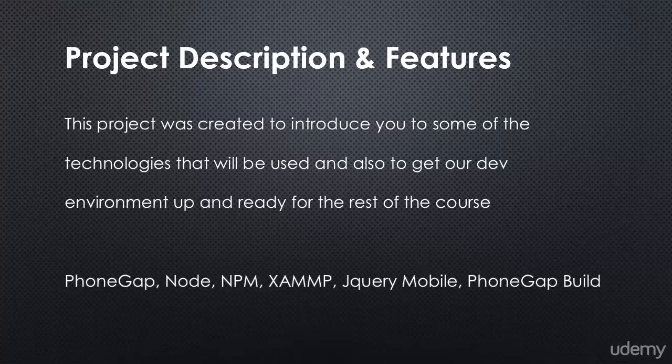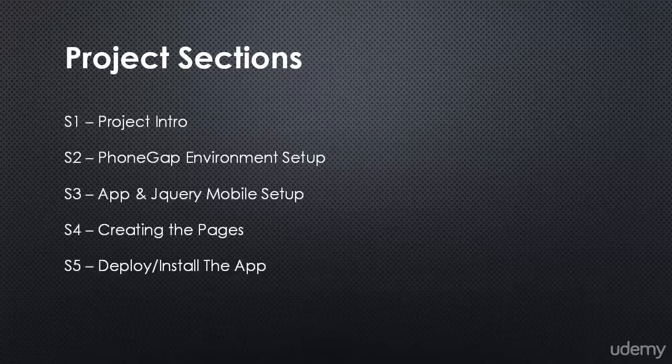Alright, so we'll be doing things like installing Node.js, NPM, which is used to install PhoneGap, XAMPP, which will give us an Apache server to work with. And I should also mention PhoneGap also has its own server which we'll be using. I just like to have a couple different options for you to choose from. And we'll be taking a look at PhoneGap Build, which is the web-based program that will compile our application so that we can actually install it on a device.